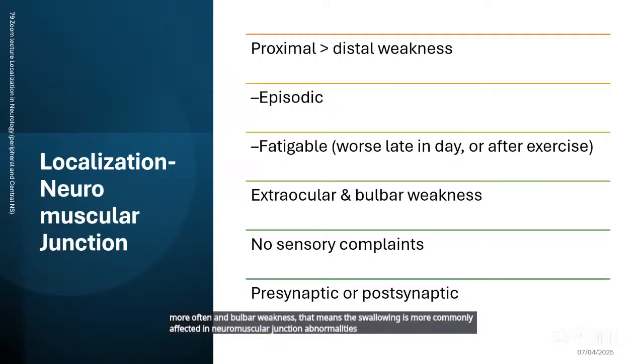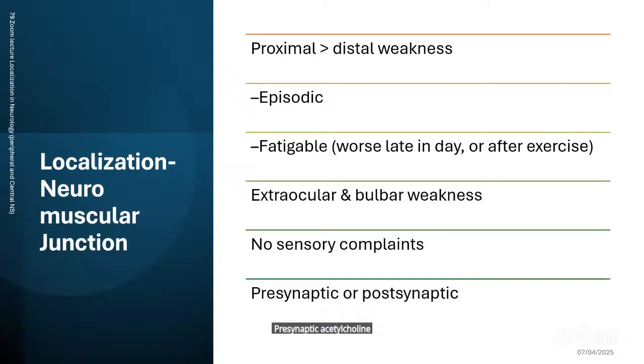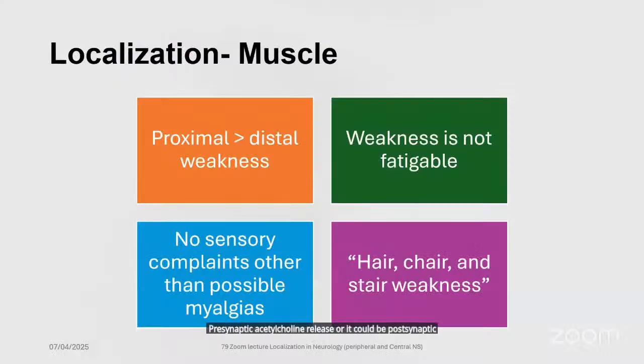Mind you, there are no sensory symptoms in this, and the problem can be presynaptic acetylcholine release, or it could be postsynaptic. Suppose we cross the neuromuscular junction, then we enter the muscle. There may be inflammation of the muscle, polymyositis, various muscle disorders, muscular dystrophies. Here the weakness is not fatigable, but it is more proximal than distal. Distal weakness is more common in peripheral neuropathy. No sensory complaints here.